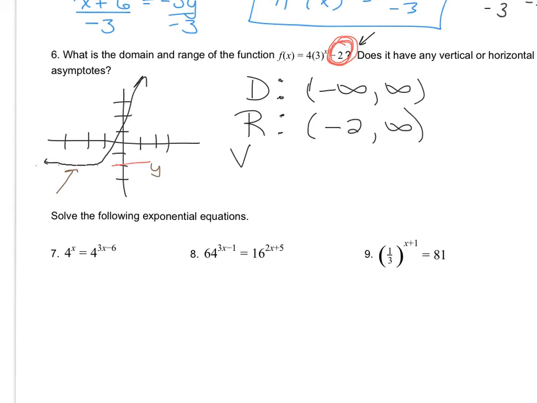We also want to know if there are any vertical or horizontal asymptotes. There are never any vertical asymptotes for an exponential, so that would be none. And there's always a horizontal asymptote, and again, it is 0 unless there's a number added or subtracted, which in this case again is negative 2. So it's y equals negative 2. These two values should always match: the bottom of your range and your horizontal asymptote.